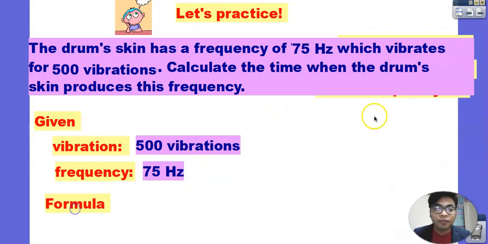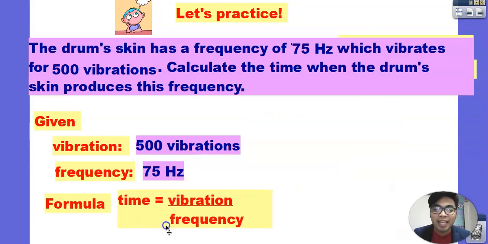So we're gonna write here the formula. Again, I really want you to take note of the formula to get the time given the vibration and frequency. So time is equal to vibration over frequency. Please write it in the notes that you have right now.